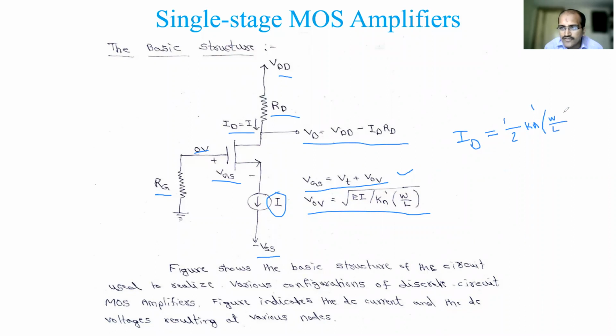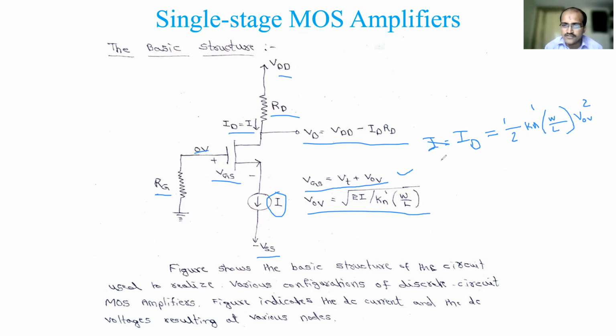And then what you have, (VGS minus VT) squared, or you can write it as VGS minus VT is equal to V overdrive voltage. So I will substitute it as V overdrive voltage squared. So this is your basic equation. So now what I have done here in this diagram is, ID I have substituted as I.